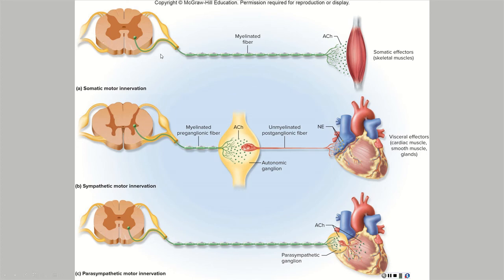So everything in the somatic is acetylcholine. Everything now when we're talking about the autonomic nervous system, everything in the parasympathetic, the preganglionic and postganglionic, is also acetylcholine. When we talk sympathetic nervous system, the preganglionic is acetylcholine, the postganglionic is norepinephrine.